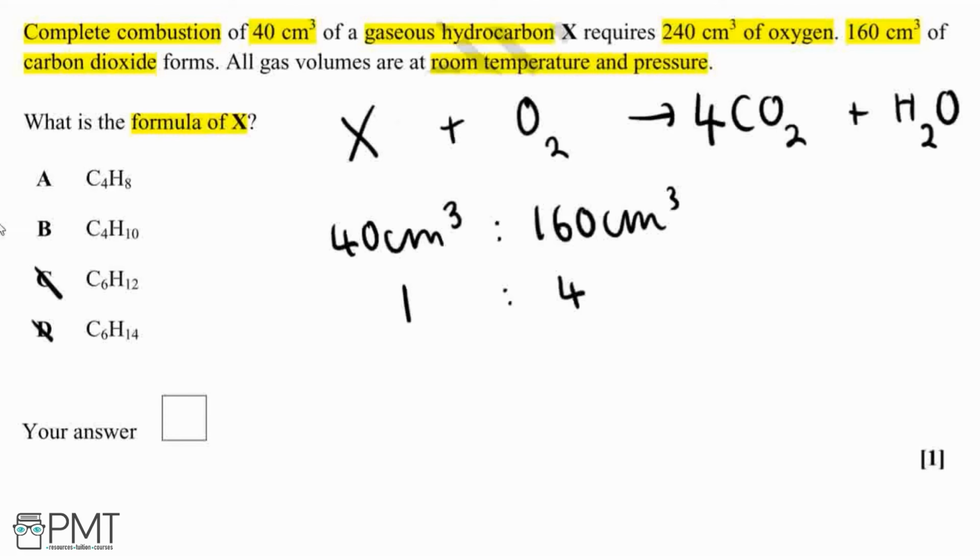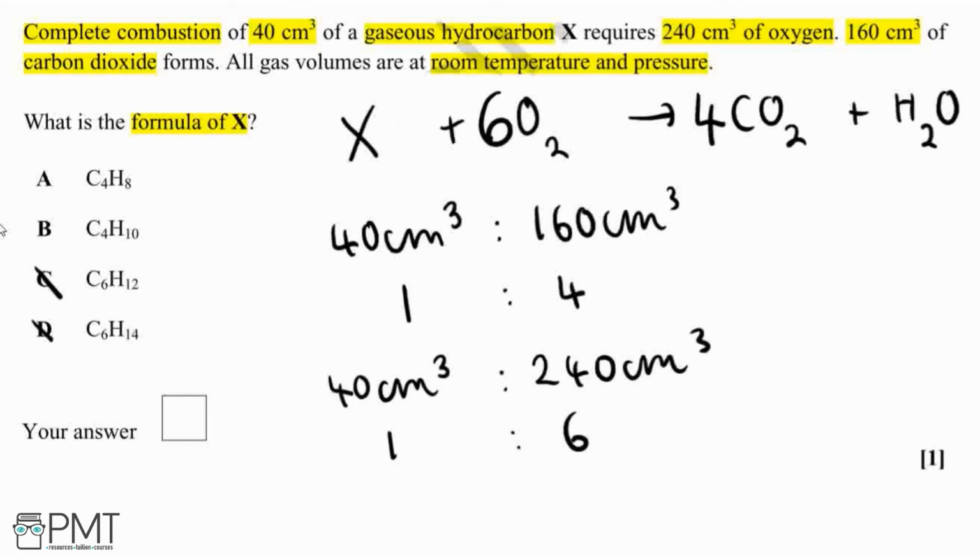So let's have a look at some more ratios to figure out the rest of the formula. So now, let's have a look at the ratio of the hydrocarbon to oxygen. So again, we've got 40 centimetres cubed of our hydrocarbon, and this requires 240 centimetres cubed of our oxygen. And this ratio goes down to a 1:6 ratio. So now we can put a big 6 in front of our oxygen, so overall we'll have 12 oxygen atoms on the left-hand side. We've then got 8 oxygen atoms from that carbon dioxide on the right-hand side.